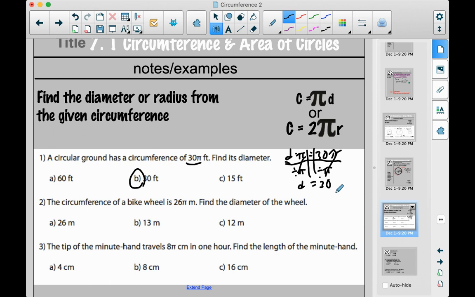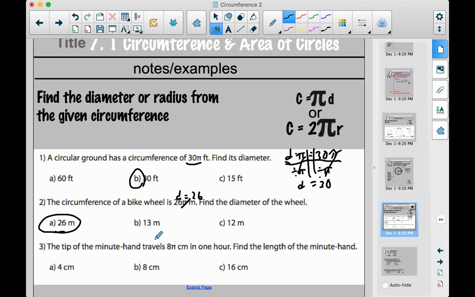Okay. All right, so this one says the circumference is 26 pi. Find the diameter. So again, we can work backwards. If the circumference is 26 times pi, that means the diameter is just 26. Right? Because we'd multiply the diameter times pi in order to get the circumference. So diameter is 26 in this case.